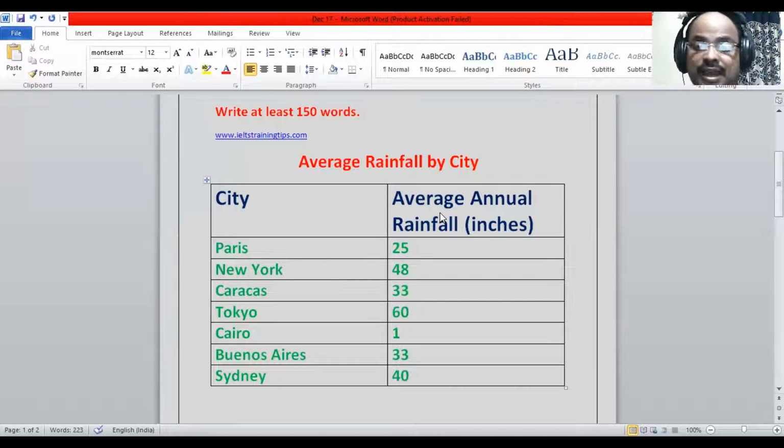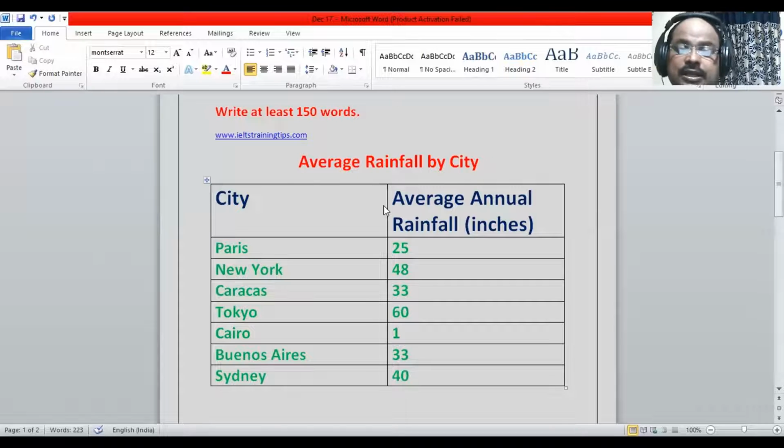First, I have got the time frame. It is annual rainfall, so habitual things I have to write in the present tense. So what I need to compare is the countries with the annual rainfall, the data which is given by the meteorological department. So this is the thing that we are going to see.